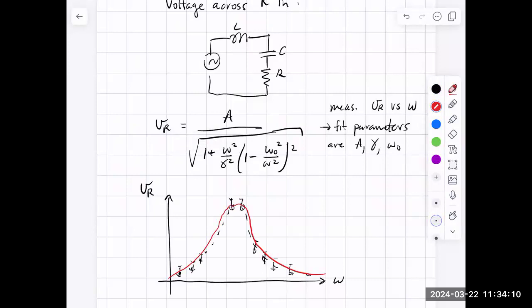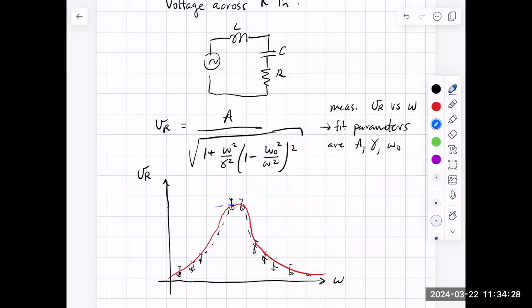In order to do that, we have to know something about the physical system. What does A represent in this diagram? Yeah, the amplitude, which is just the height of the plot.